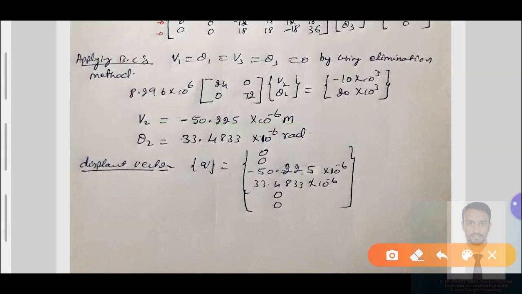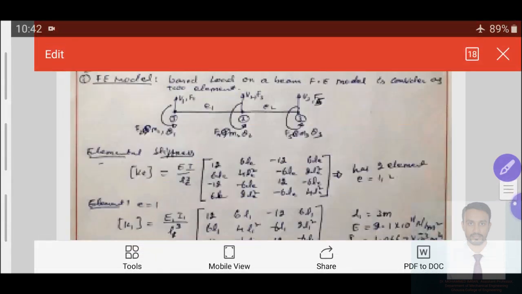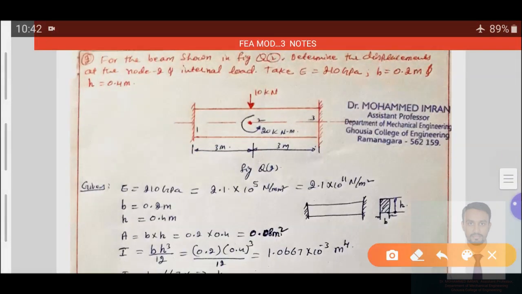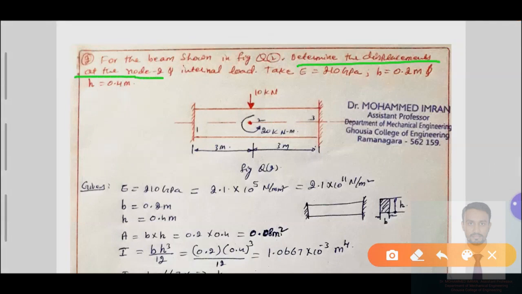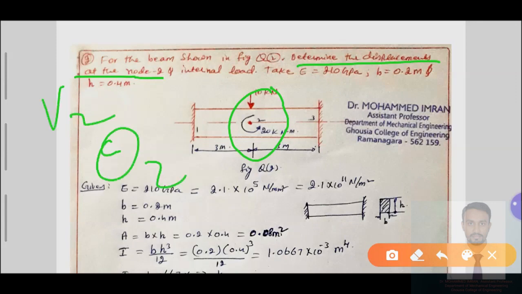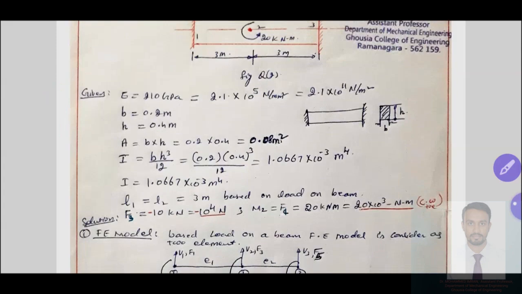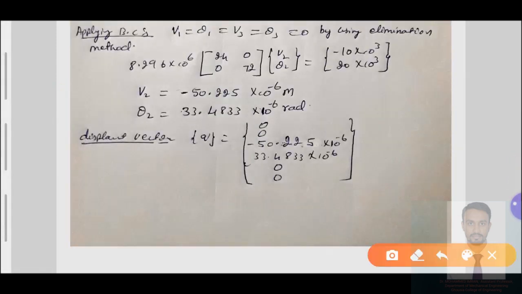Now we got all the values at node number 2 as per the given problem statement. Cross verify it. It has asked to determine the displacement at node number 2, that is theta 2 and v2. We have found these two values. After getting the two values, we need to find the internal forces. Displacement vector q equals 0, 0, then the transverse displacement at node number 2, minus 50.225 into 10 to the power of minus 6, then 33.4833 into 10 to the power of minus 6, 0, 0.